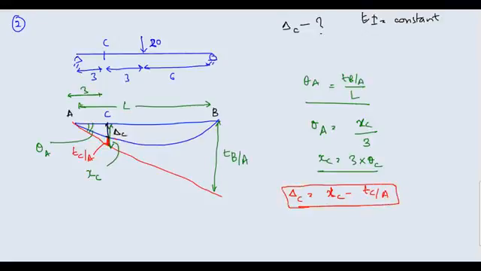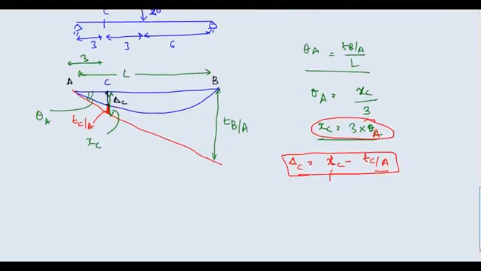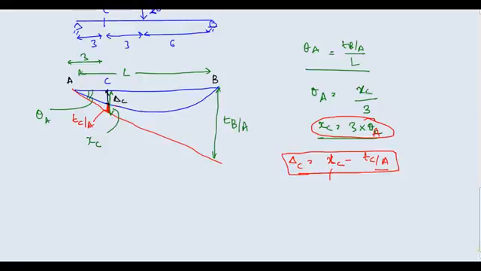Okay, so all you have to do is find out XC, which is also being calculated. It is 3 times theta A. Okay, and TC upon A you can calculate. Okay, so I think groundwork has been done. Now all you have to do is draw the bending moment or M by EI diagram. Okay, M by EI diagram you can draw.